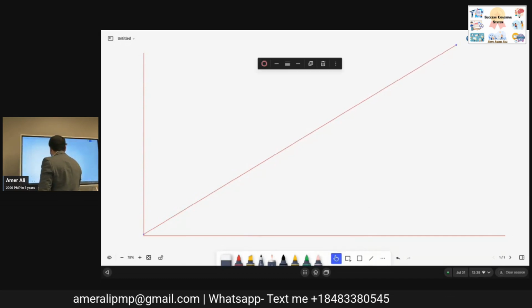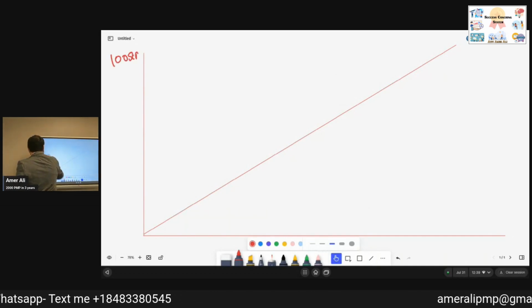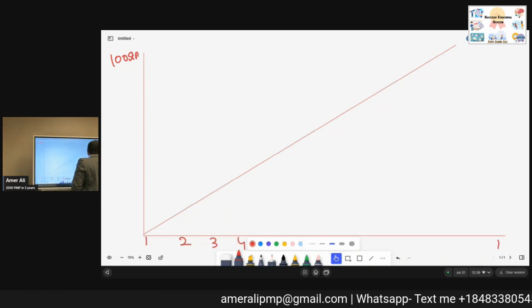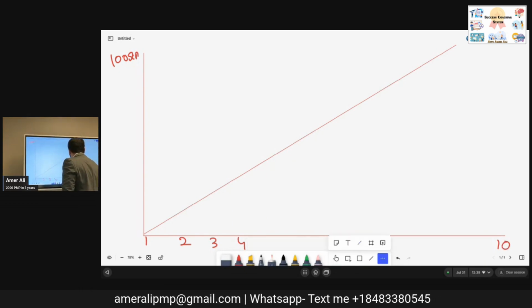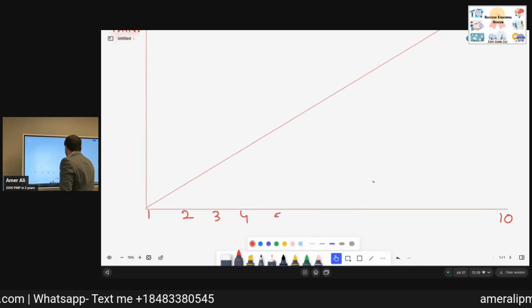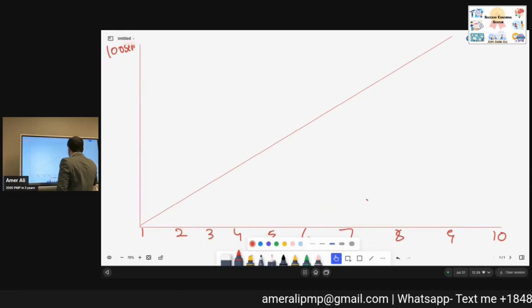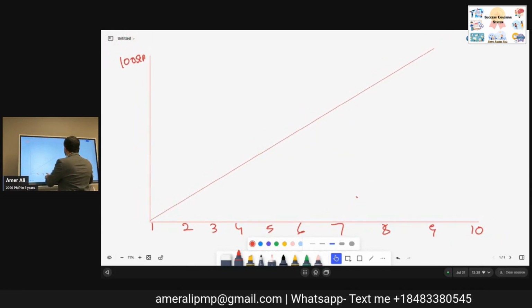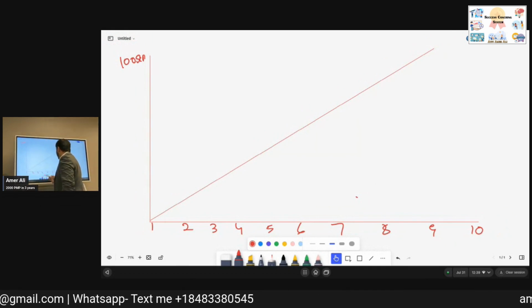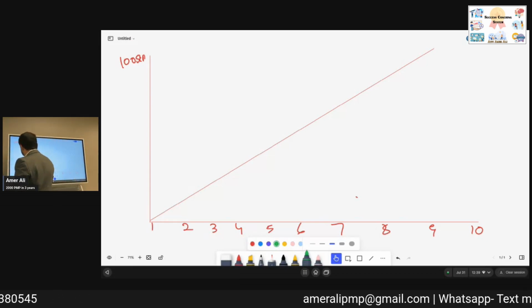Ideal burn up chart. Okay, so let's say again 100 story points. 1, 2, 3, 4, 5, 6, 7, 8, 9, 10. Some people ask why I put 10, because normally there are 10 days in 2 weeks if you take the weekend off. Okay, so 10 days.